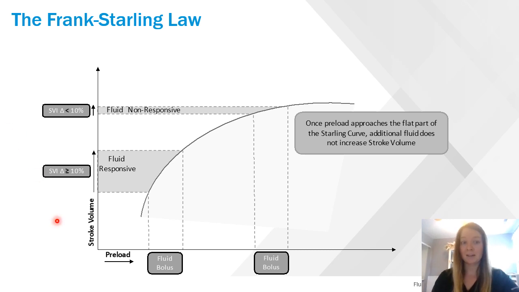Now, the y-axis over here is stroke volume. This is the amount of blood that's being ejected back into the systemic circulation. So, fluid responsive, okay?